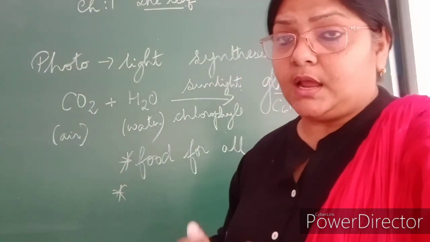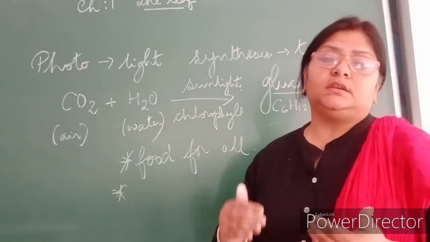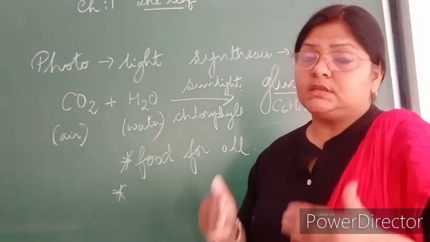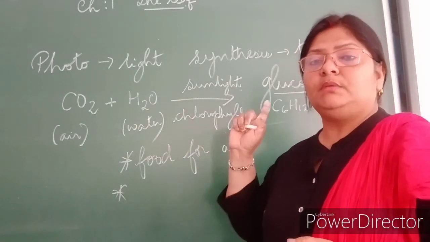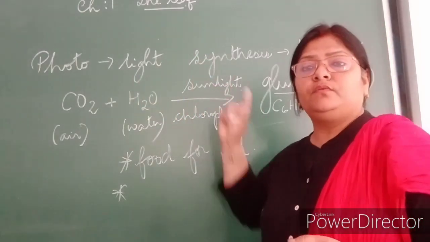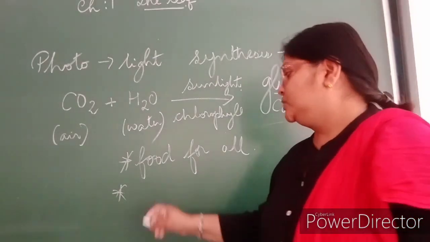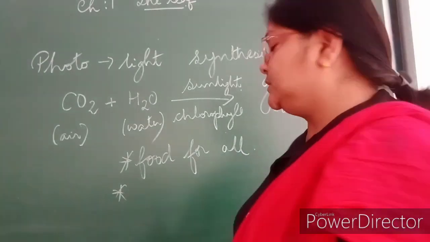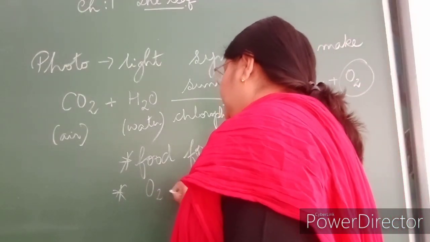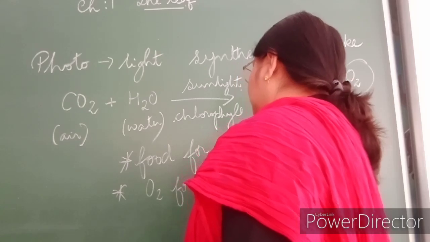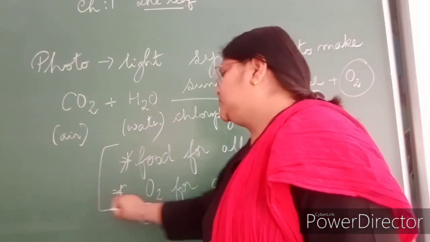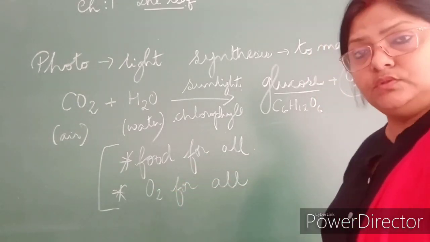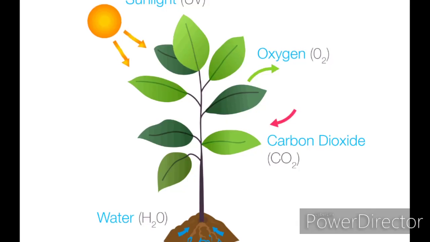Oxygen is actually a life-saving gas. It is the gas required for us to survive. And this is produced naturally only by plants by the process of photosynthesis. So this is a very, very important significance of photosynthesis. Oxygen for all. So these two are the significance of photosynthesis, that food is being produced for all and oxygen is also being produced for all.